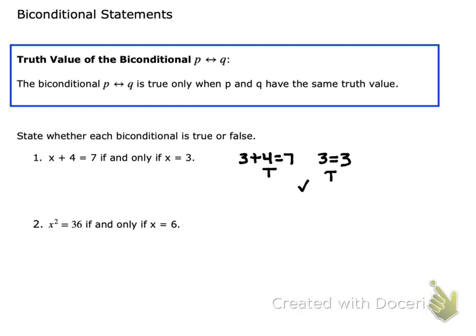I'm going to make it false now. So let's say I plug in 5. 5 plus 4 equals 7. Is that true or false? False. 5 equals 3. True or false? False. So that matches. Because they match, true, true, false, false, I can say this biconditional is true.